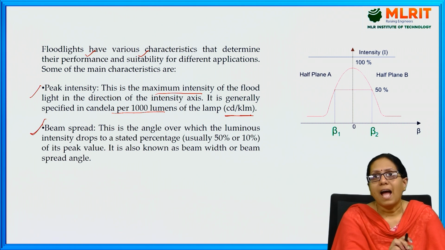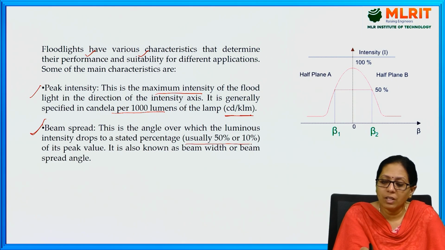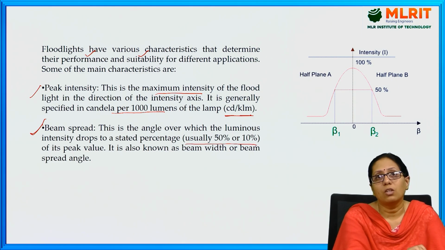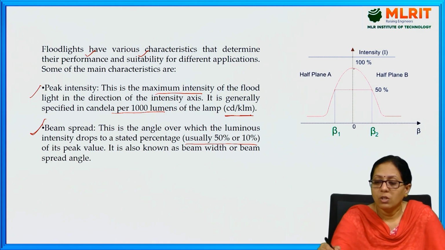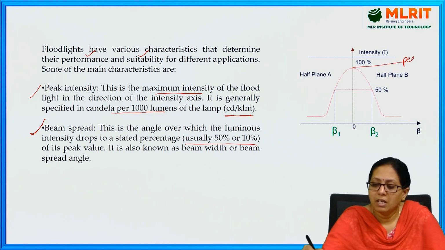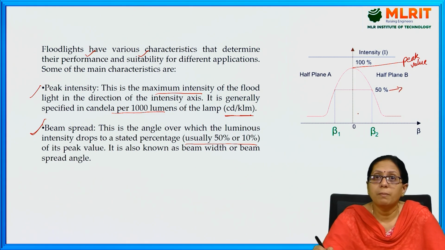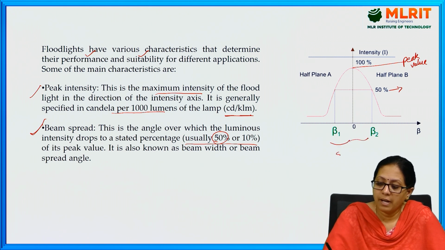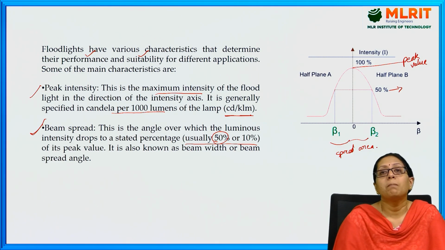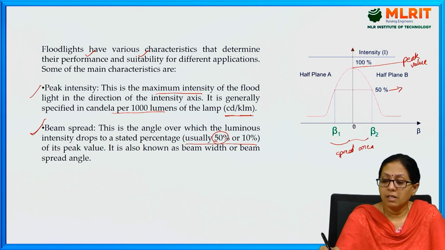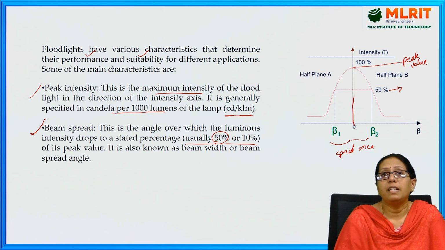This is the angle over which the luminous intensity drops to a stated percentage. That means usually 50% or 10% of its peak value. Here you can see this one is the peak value, and here we have taken the 50%, and this is the spread area. This is the beam spread area, and at this particular point we are getting the peak intensity.